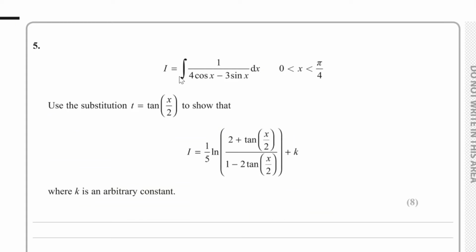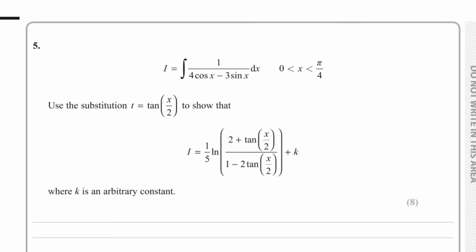We've got this integral of 1 over 4 times the cosine of x minus 3 times the sine of x with respect to x, where x is between 0 and pi over 4. We have to use the substitution t equals tan of x upon 2 to show that the integral is equal to 1/5 times the natural log of (2 plus tan of x upon 2) over (1 minus 2 times tan of x upon 2), plus some arbitrary constant k. So it looks like a lot of work, this question, and it is.